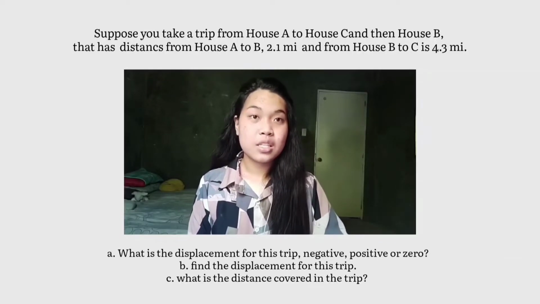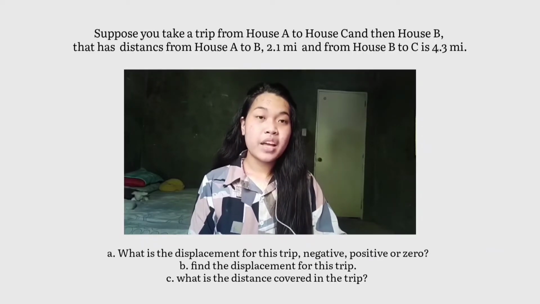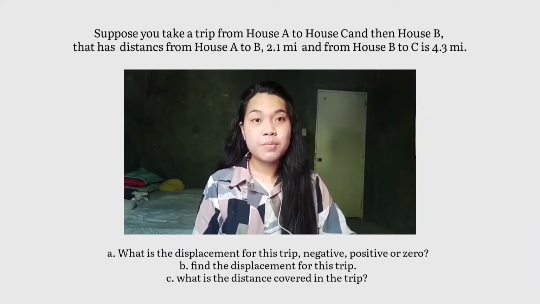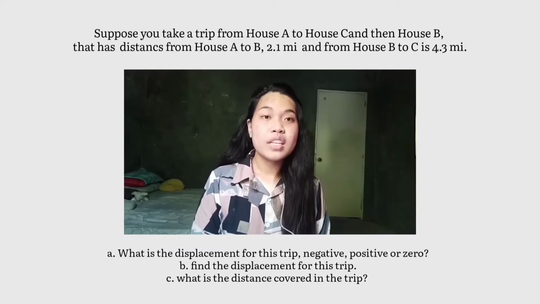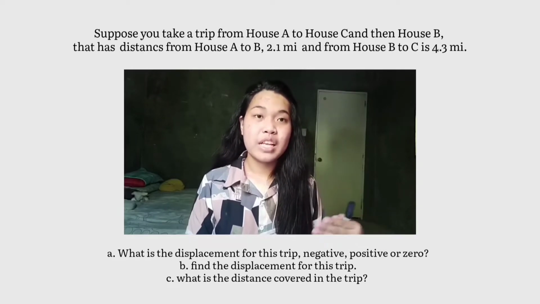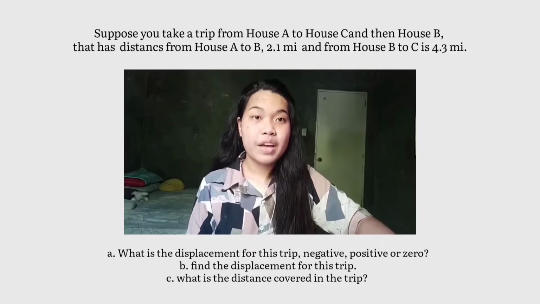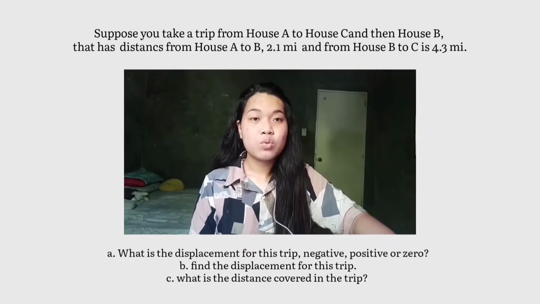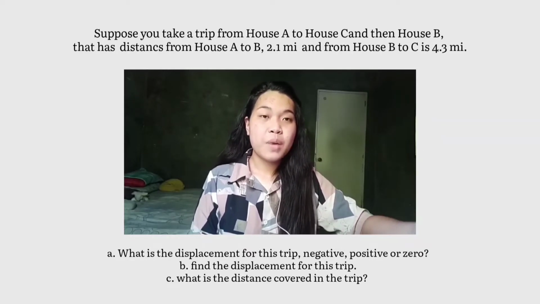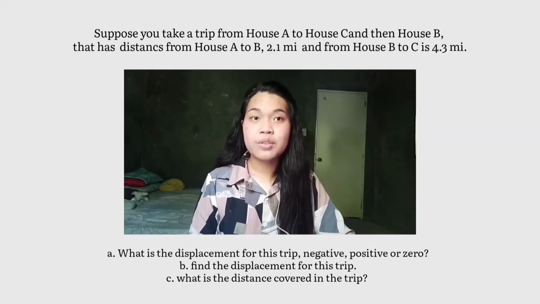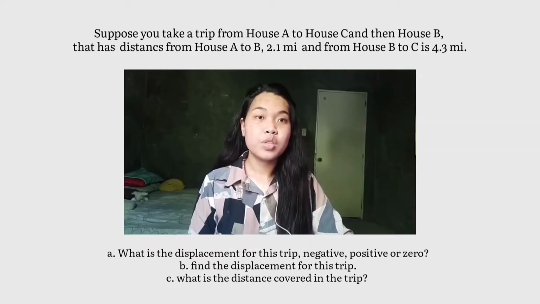First, what is the displacement for this trip: negative, positive, or 0? B. Find the displacement of this trip. C. What is the distance covered in this trip? So for the first question, we have to know where the final position is for us to know if it is positive, negative, or 0. For the second and third questions, we have to use an equation for us to know the distance and the displacement of this trip.